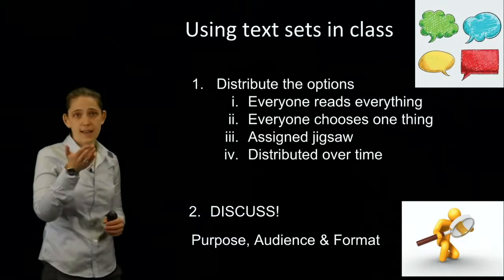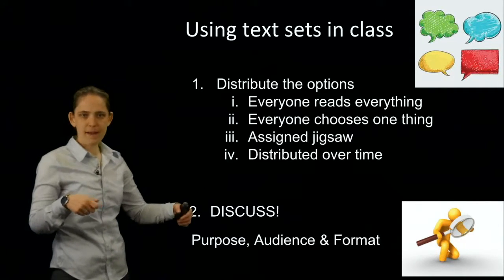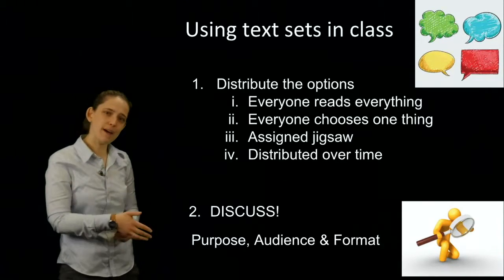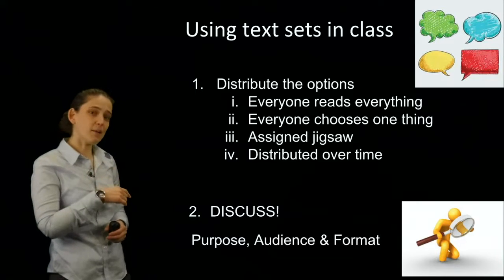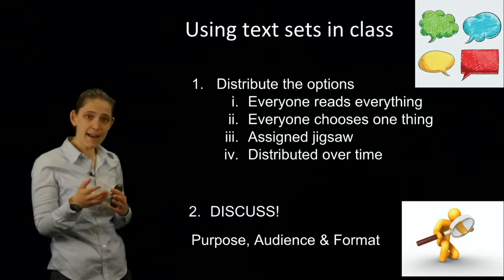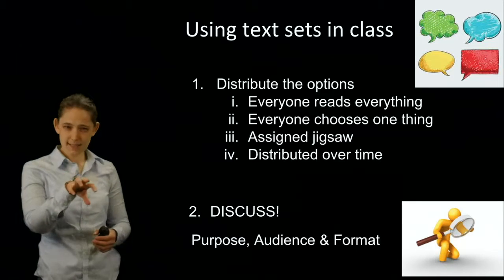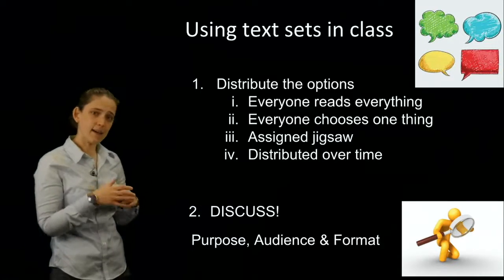You also could say, everybody pick one of these and come back and tell me what you found, so that students pick the one they're most interested in or the one that matches their level the best. If you don't think they'll make that level choice automatically, you can assign them into a jigsaw and say, I want this group reading this text, this group reading another, and they can come back and share.